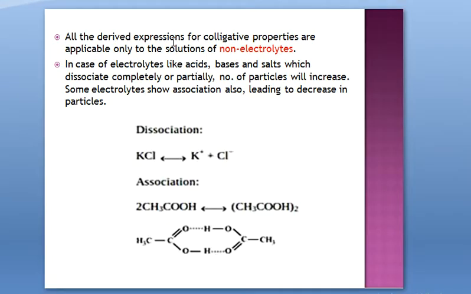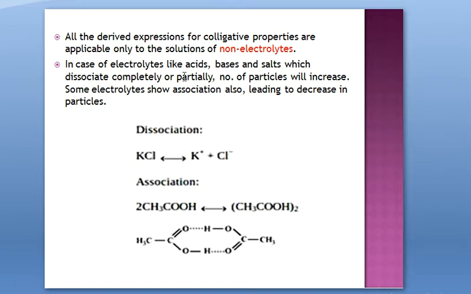In the last 4 presentations, we derived expressions for colligative properties. We did 4 colligative properties: relative lowering of vapor pressure, osmotic pressure, elevation in boiling point, and depression in freezing point. But the conclusion is that all those derived expressions are applicable only to the solutions of non-electrolytes. If the solute that you dissolve in the solvent is a non-electrolyte. So what happens if that solute is an electrolyte?